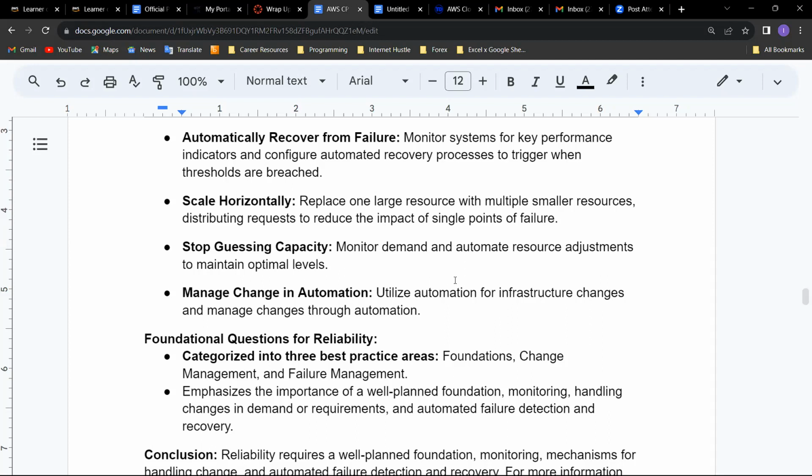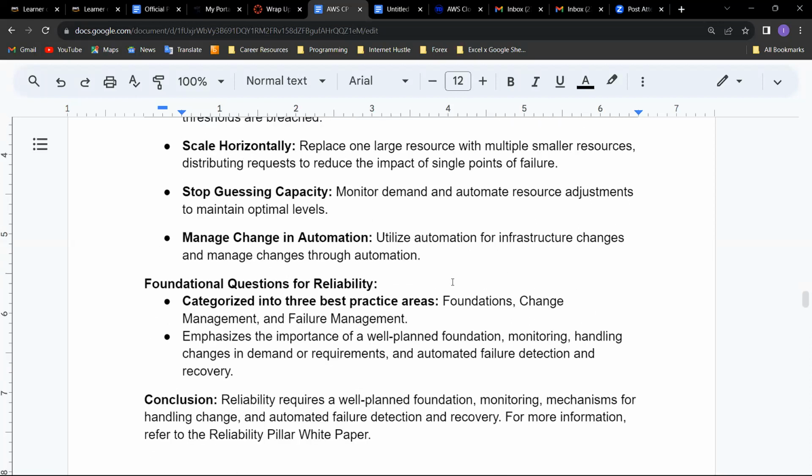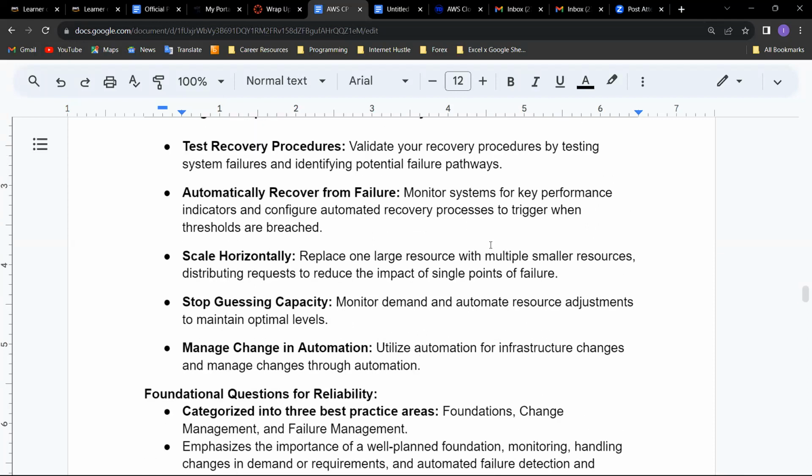And then there is also failure management. When things fail, what do you do? How does your backup system work? How does your backup plan work, right? It also emphasizes the importance of well-planned foundations, monitoring, and then handling changes in demand or request, and then also automated failure detection and recovery. So that is about it for the reliability pillar. Today we looked at operational excellence, we looked at security, and we looked at reliability.